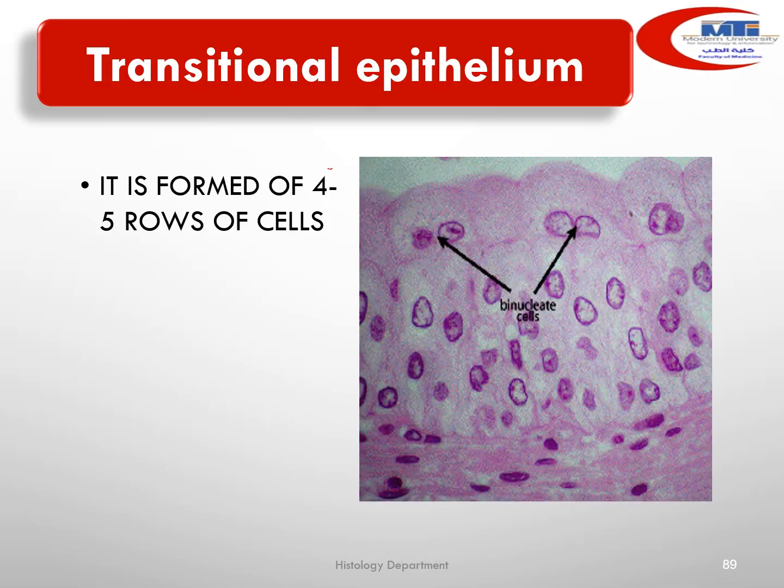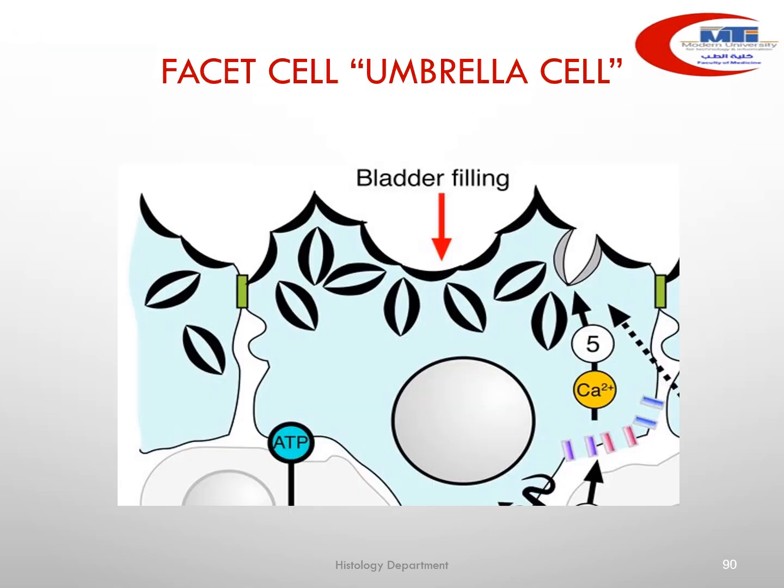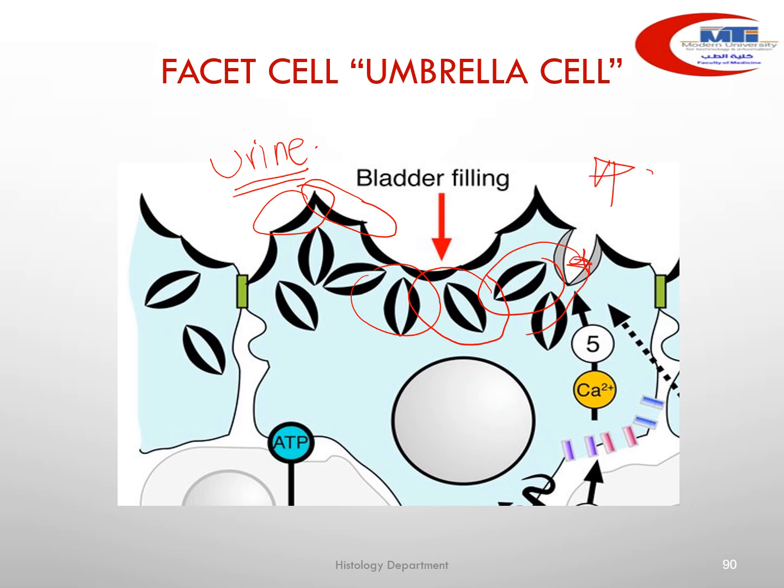The transitional epithelium is usually formed of 4 to 5 rows of cells. The apical cells are binucleated or mononucleated cells. Okay. The cell membrane of the facet cells or umbrella cells, the cell membrane that faces the urine, is thick to avoid any urine material affecting the cell membrane, and you have a reserve of cell membrane present in the cytoplasm that would join the surface to increase the surface area.